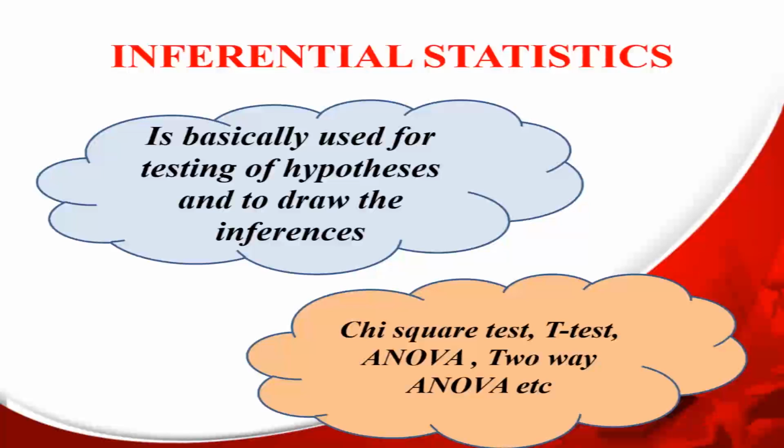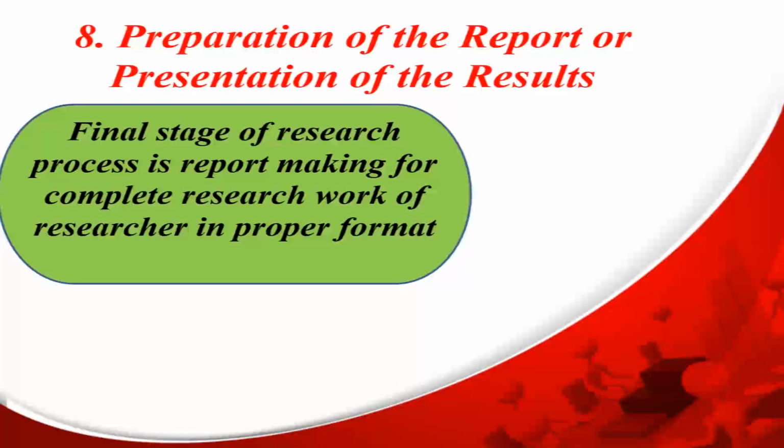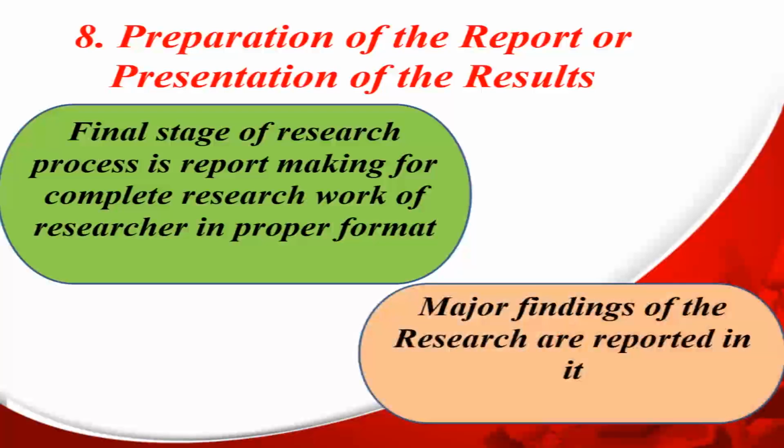The last step in the research process is the preparation of the report or the presentation of results. The dissemination of research findings is done by preparing a research report. The final stage of research process is report writing and presentation of results. At this stage, the researcher prepares a complete report of his research. The research report primarily discusses the major findings of the research. Apart from the research findings, it also shows the complete work done by the researcher. A researcher must follow the proper format of a research report.